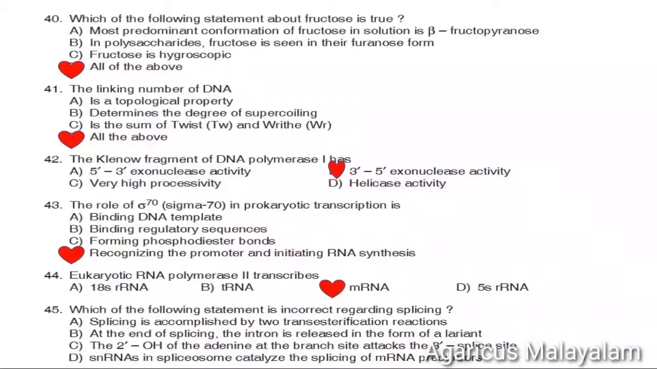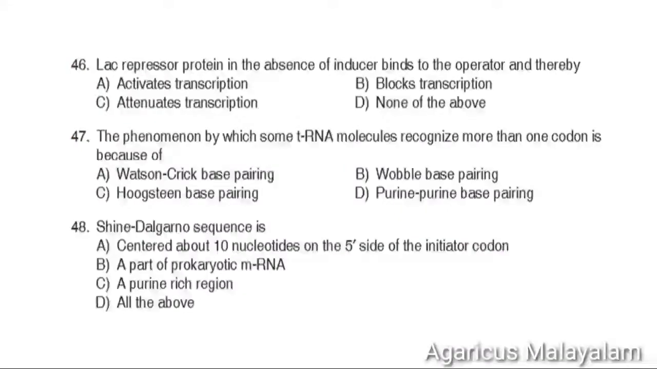45. Which of the following statement is incorrect regarding splicing? Correct answer is option C, the 2'OH of the adenine at the branch site attacks the 3' splice site. 46. Lac repressor protein in the absence of inducer binds to the operator and thereby. Correct answer is option B, blocks transcription. 47. The phenomenon by which some tRNA molecules recognize more than one codon is because of. Correct answer is option B, wobble base pairing.